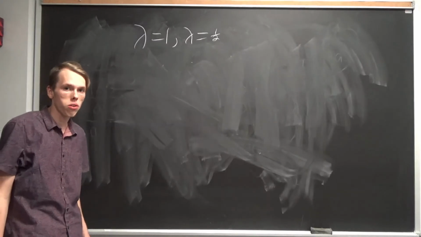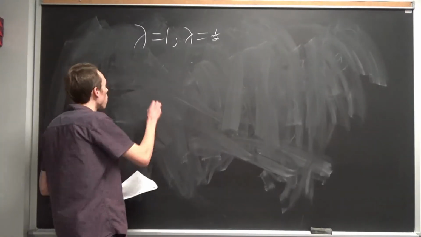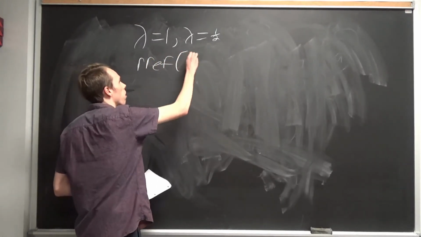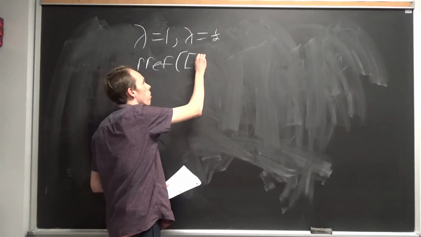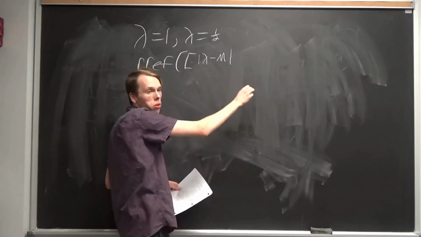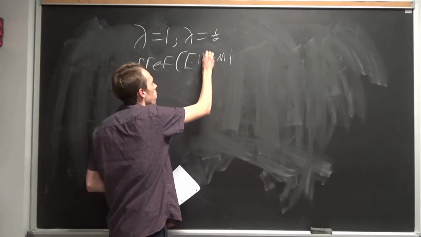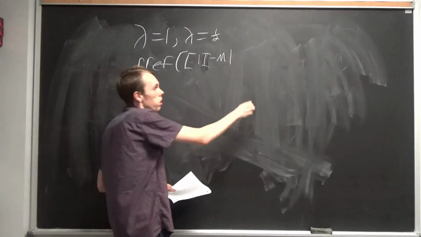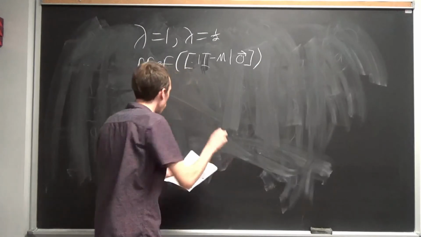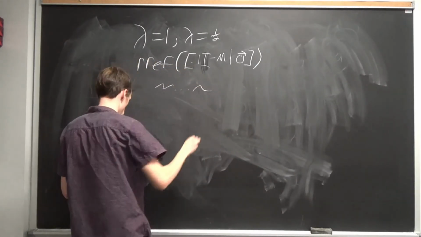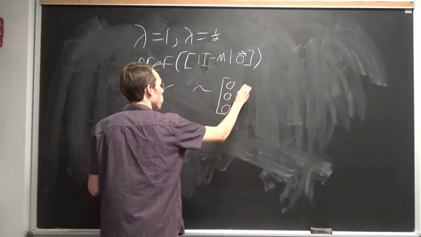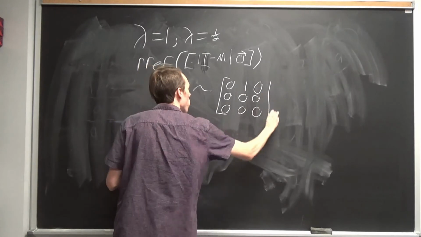Now that we have our eigenvalues, we can find our eigenvectors by reducing the matrix. For lambda equals 1, augmented with the 0 vector. This gives us a whole bunch of zeros.